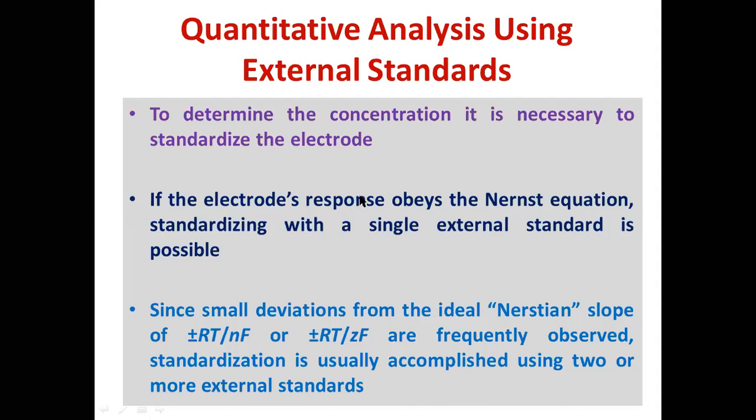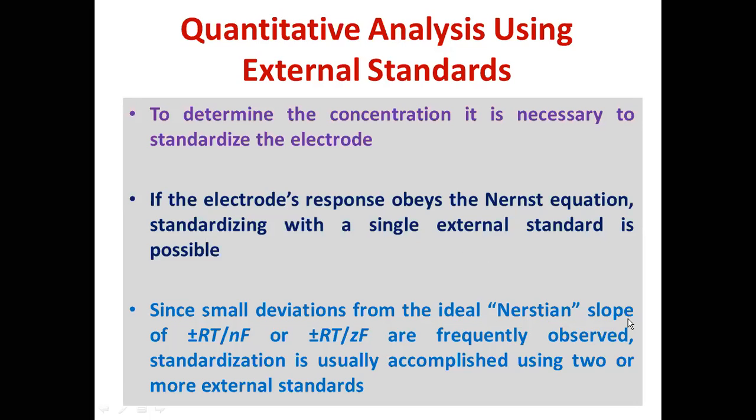After the standardization, if the response from the electrode obeys the Nernst equation, then the standardization with a single external standard is possible. If the Nernst equation is not obeyed, the standardization with the external standard will be impossible. So how do you come to know the standardization is proper? You will construct a calibration line of E cell versus concentration of the analyte or logarithmic concentration of the analyte.